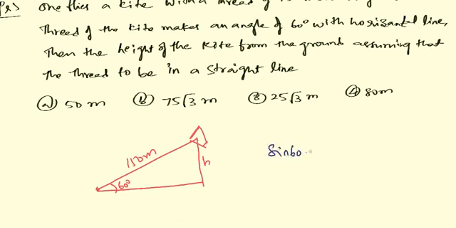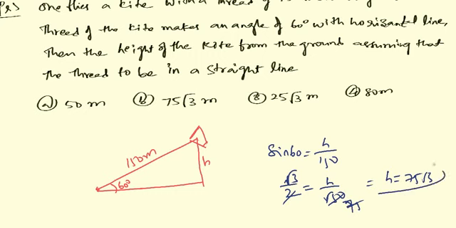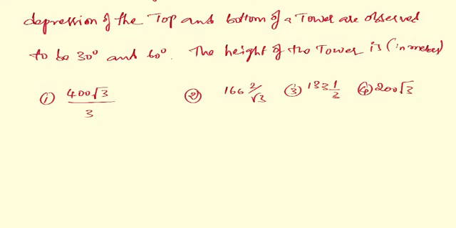So sine 60 is nothing but h by 150. Sin 60 is nothing but root 3 by 2, so root 3 by 2 equals h by 150. So h is nothing but 75 root 3, friends. This is what the answer is. It's a very simple problem. Let's go through the next problem.